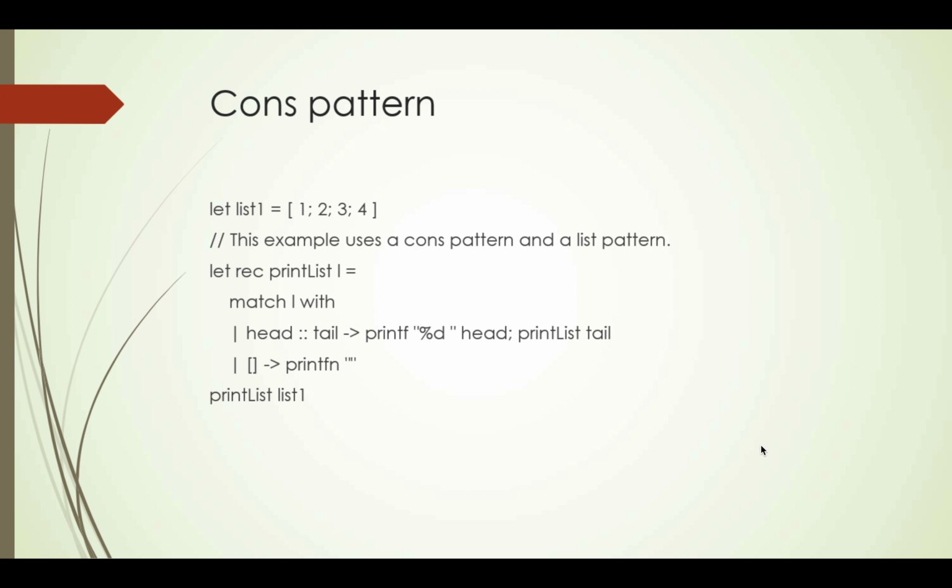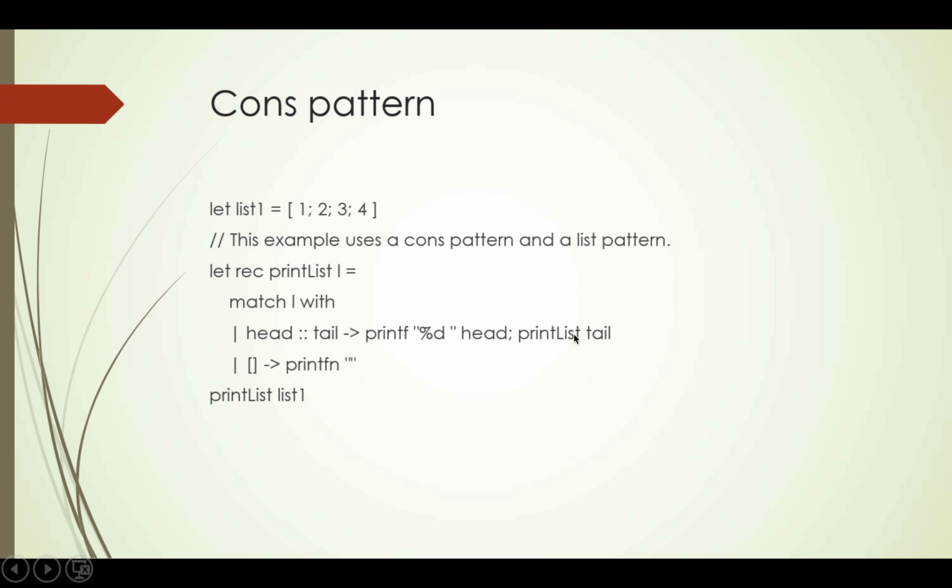So now we have a cons pattern. We're pretty much just printing our list here. So this is our let list 1 equal this. So when we print list on list 1, it's going to take our list 1 here, place it through our print list, and match this with whatever we have. So this is our variable here. If our head and tail, then print the head and then move on to the tail.